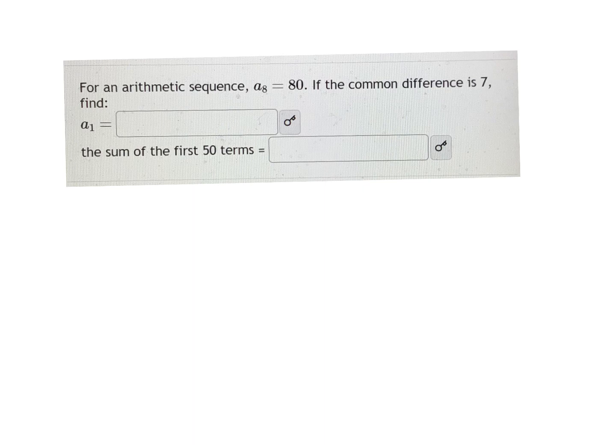Okay, I'm told this is an arithmetic sequence. They tell me the common difference. They tell me the eighth term. This problem's asking me to find the first term and then the sum of the first 50 terms. So this is a series, and this is just a value of the first term in the sequence.